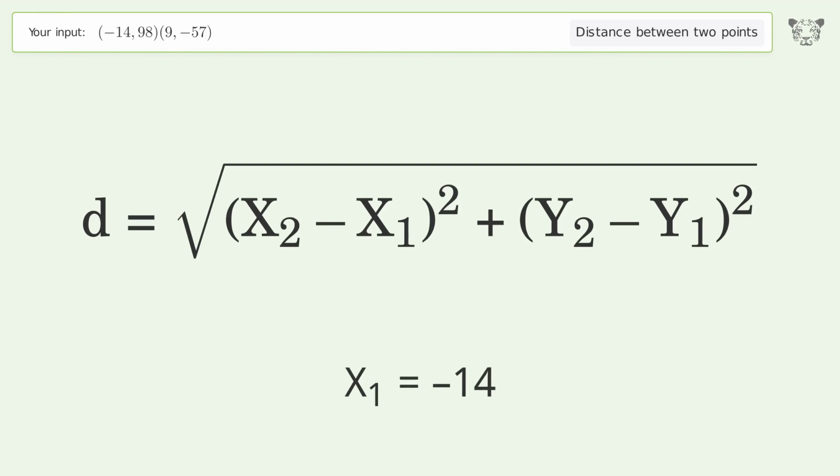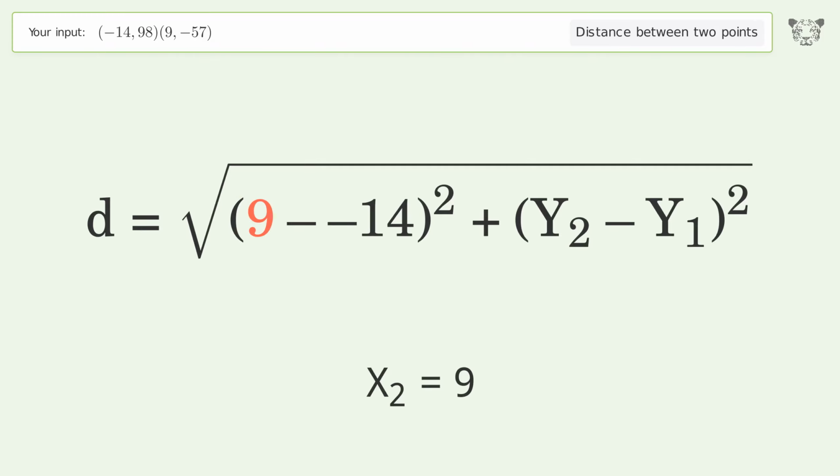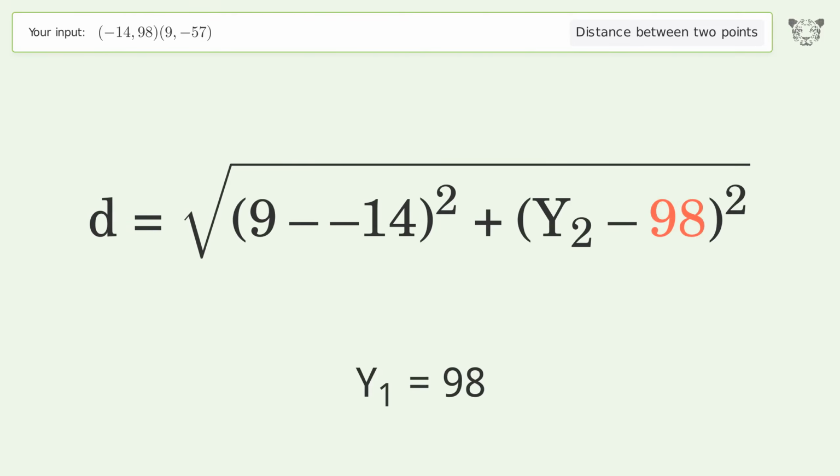x1 equals -14. x2 equals 9. y1 equals 98. y2 equals -57.